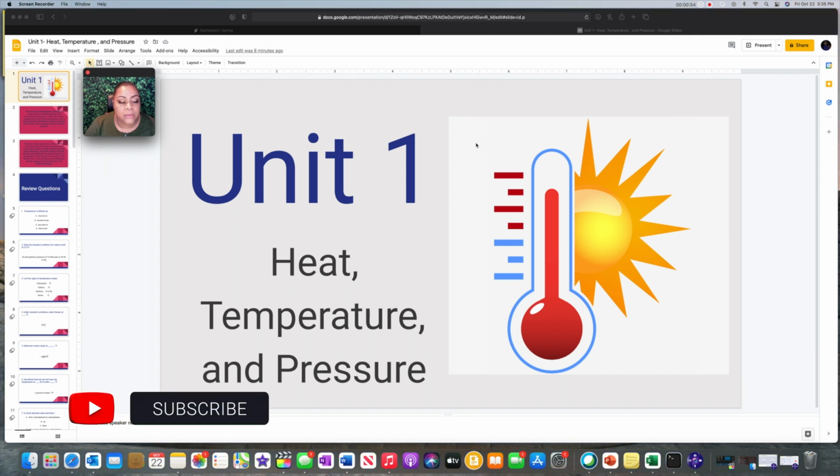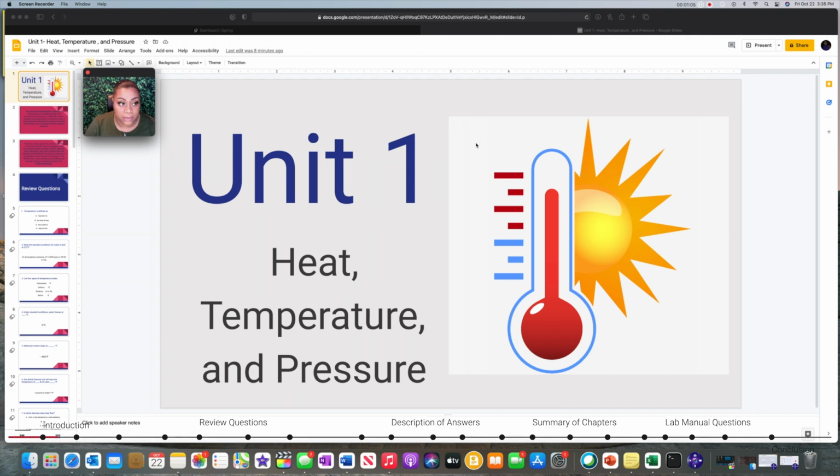So then to break down the layout, and this layout is going to be done over all of the videos, the first part will be the introduction of what this chapter is about. We'll talk about review questions and we'll go over each answer. We'll also give you a small summary of what the chapter is about. And then lastly, we'll do the lab manual questions.